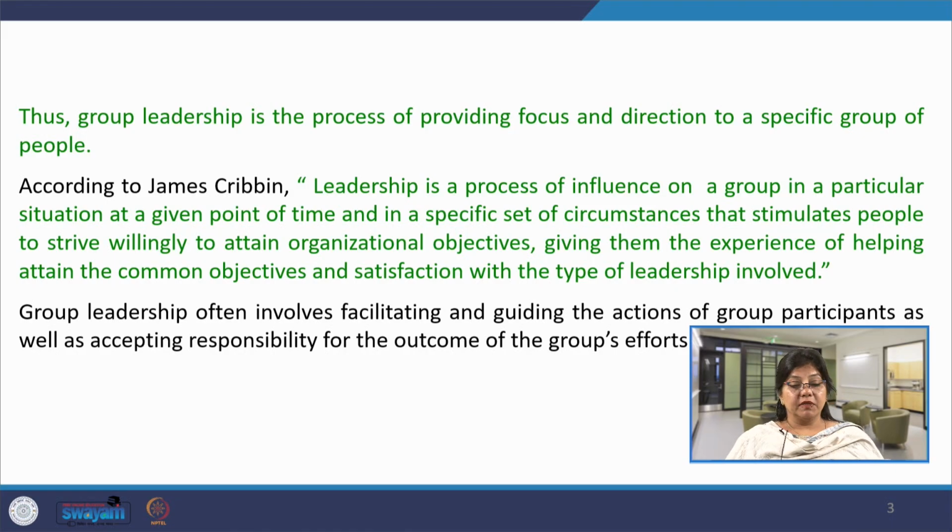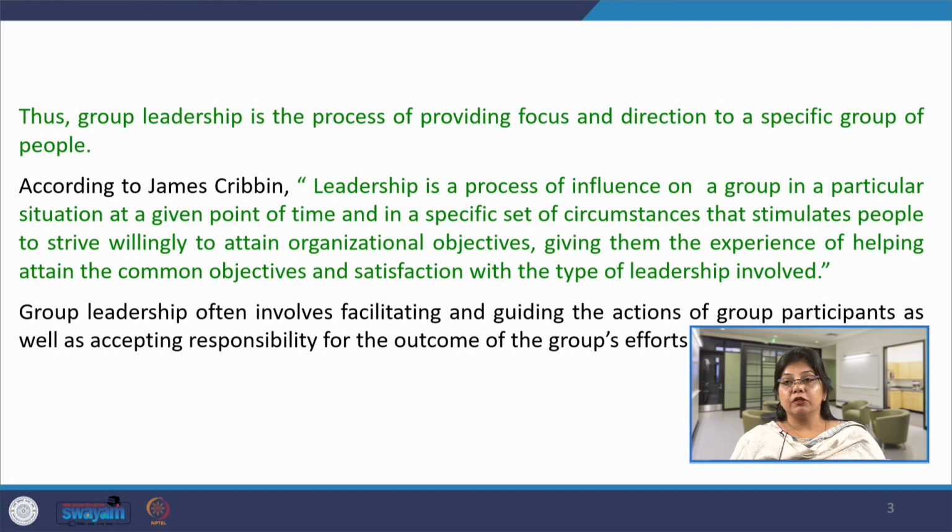According to James Cribbin, leadership is a process of influence on a group in a particular situation, at a given point of time and in a specific set of circumstances, that stimulates people to strive willingly to attain organizational objectives, giving them the experience of helping attain the common objectives and satisfaction with the type of leadership involved. Now, the type of leadership involved means that an individual does not have only one style. Understanding the situation and the team members, and finding the perfect match between the leadership, the situation and the people, will define the appropriate leadership style.